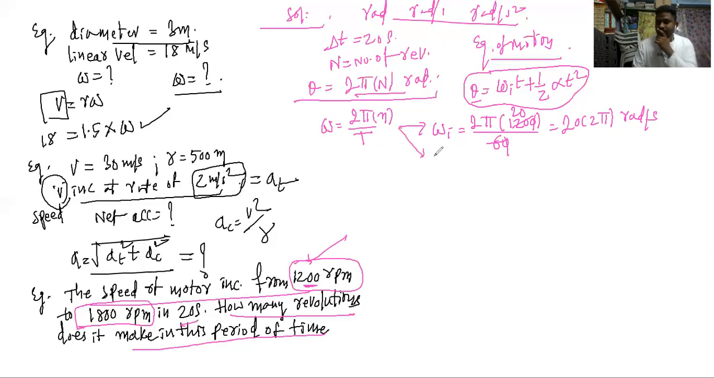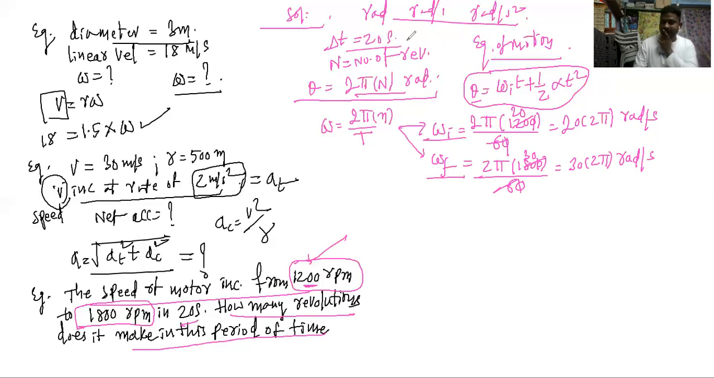So from the same formula, final value omega f is how much? 2 pi into small n. How many revolutions now finally? 1800. 1800 divided by 60. So here also 0, 0 cancel, and this is 30. So 30 into 2 pi radians per second, my dear students, radians per second. Okay. Now omega I, omega f is finished, and we have delta t also.